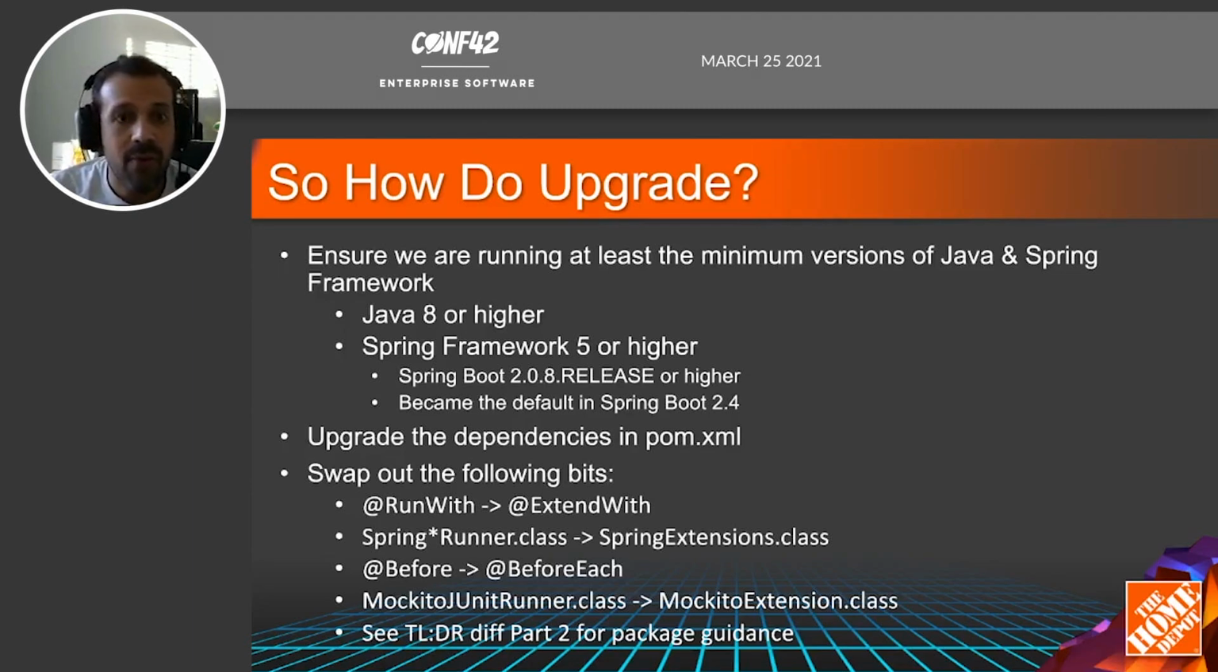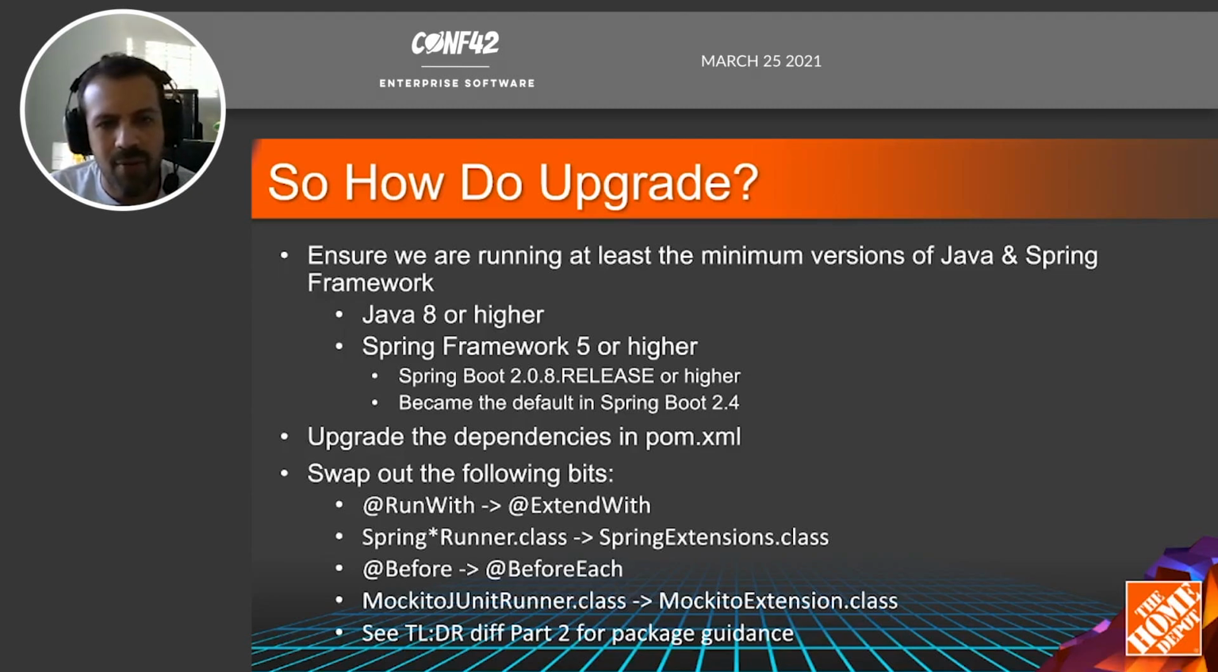Looking through the Spring setup, Spring Boot 2.0.8.RELEASE is actually the first time you see JUnit 5, and so you want to use that version or higher. It actually became the default in Spring Boot 2.4. So in this example, I'm actually going to show it using Spring Boot 2.4 because that's easier, and I want to show off some of the features that are new to JUnit 5 in that process.